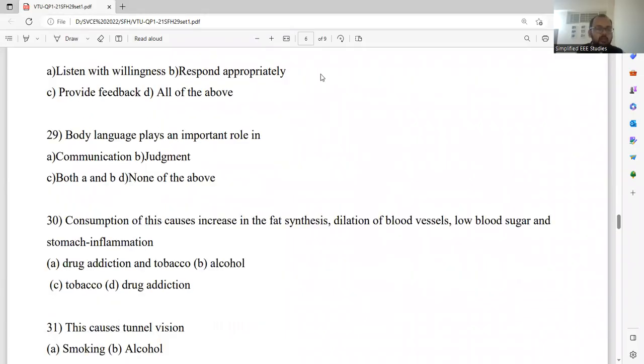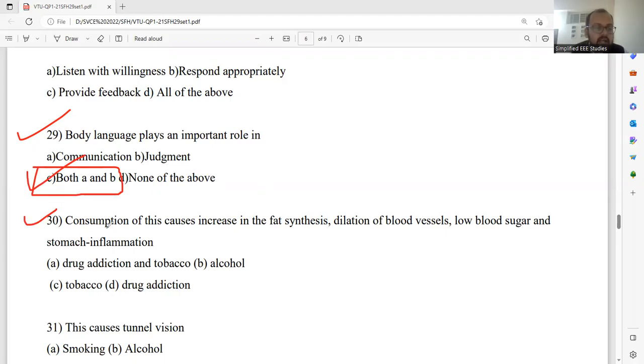Okay. So plan well before answering. We should get a full score. Body language plays an important role in... which could be the right answer? Body language plays an important role in communication and judgment. Now I would like to select option C, both A and B.